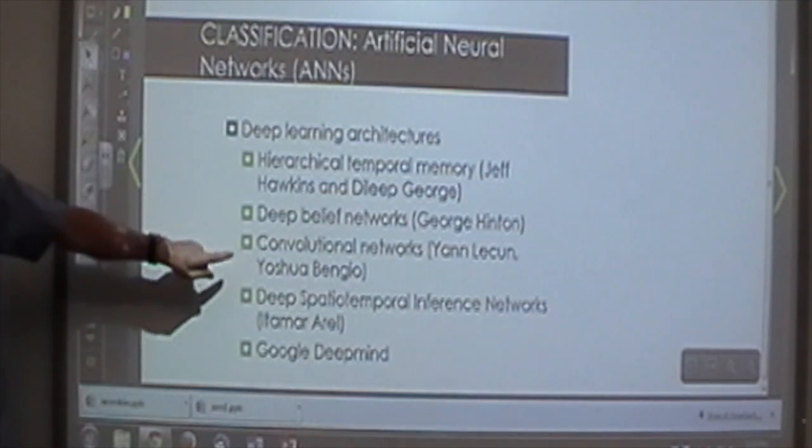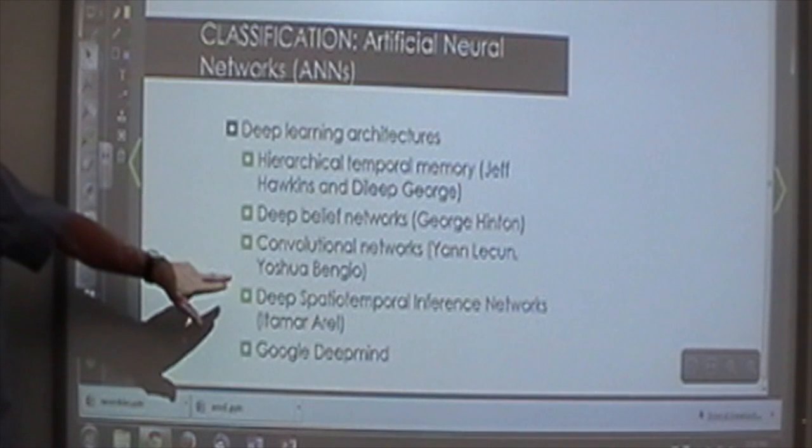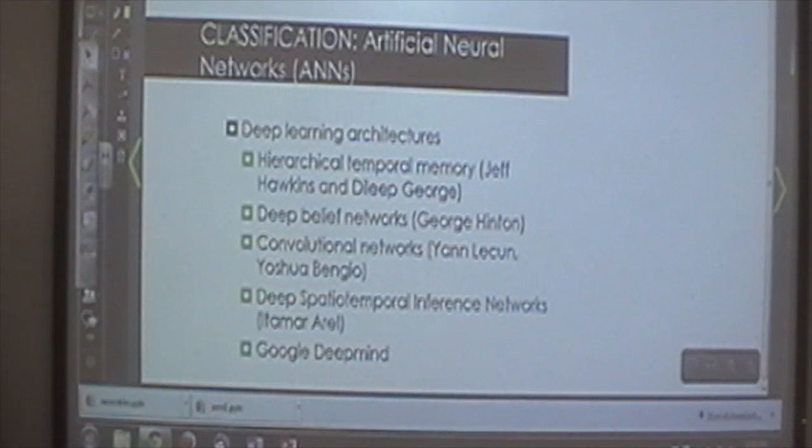Another one I mention because I've actually worked with it myself: Itamar Arel invented deep spatiotemporal inference networks, or DeSTIN for short.